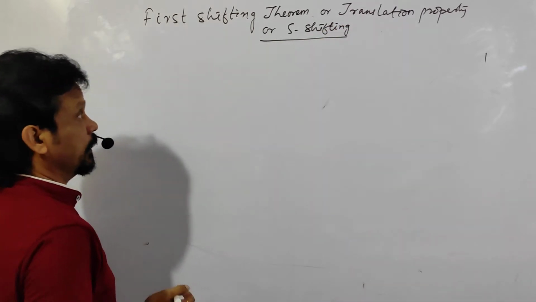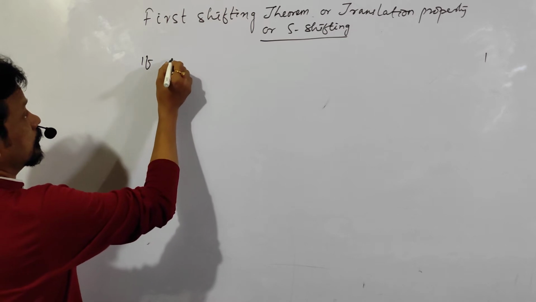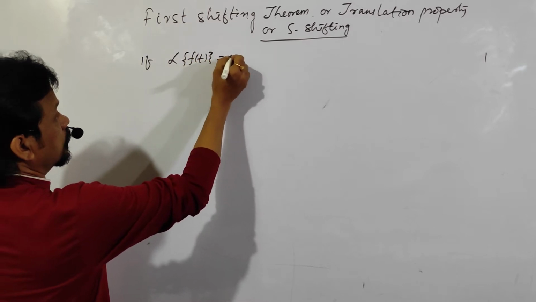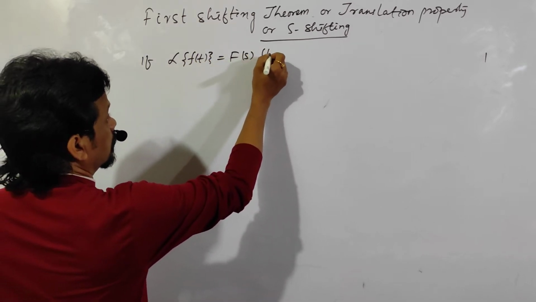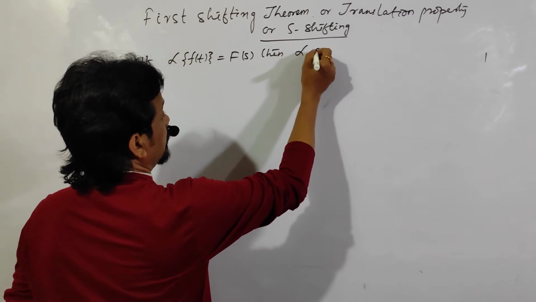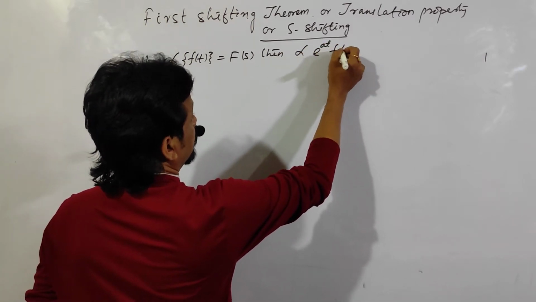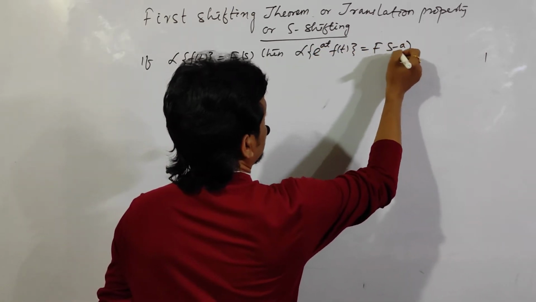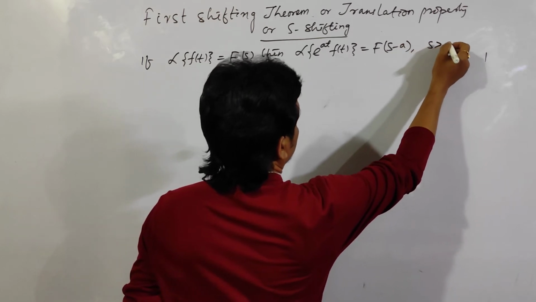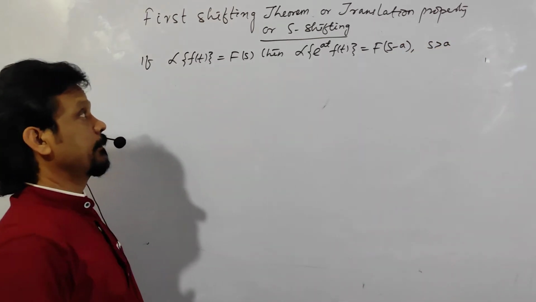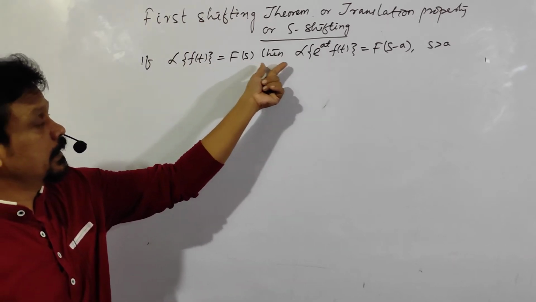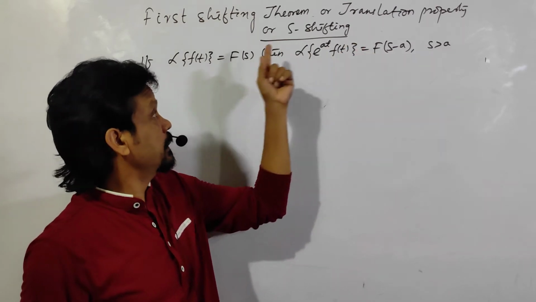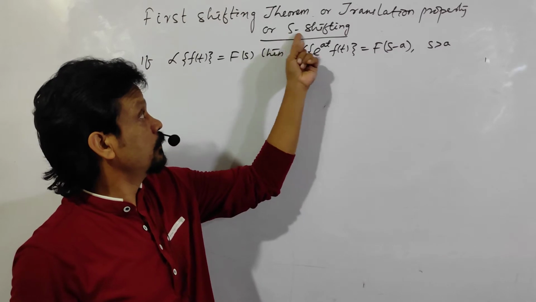So what is the statement? If Laplace of f of t, small f of t, is equal to capital F of s, then Laplace of e to the power at t f of t is equal to F of s minus a, where s is greater than a. So this is the statement. That means s is converted to s minus a.